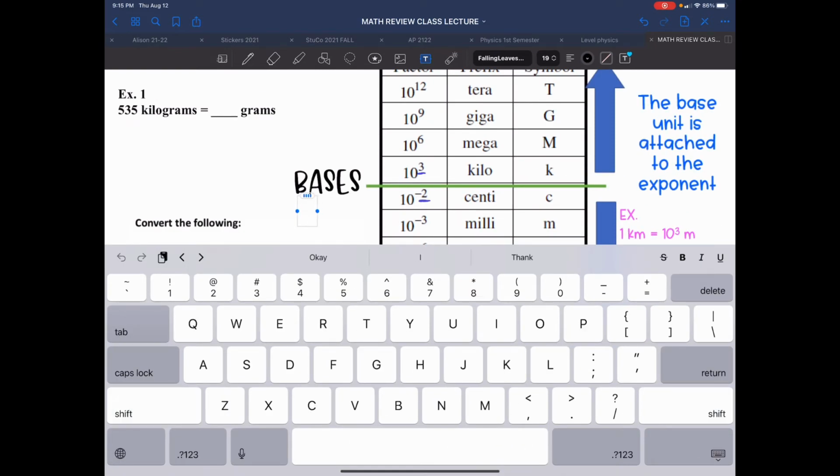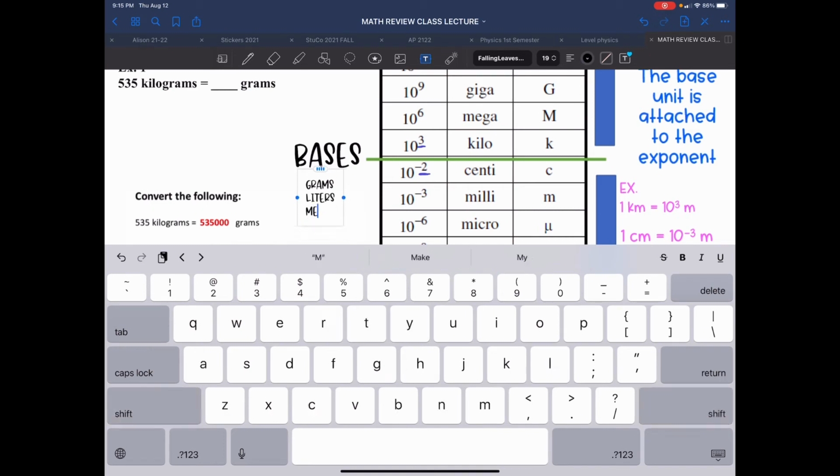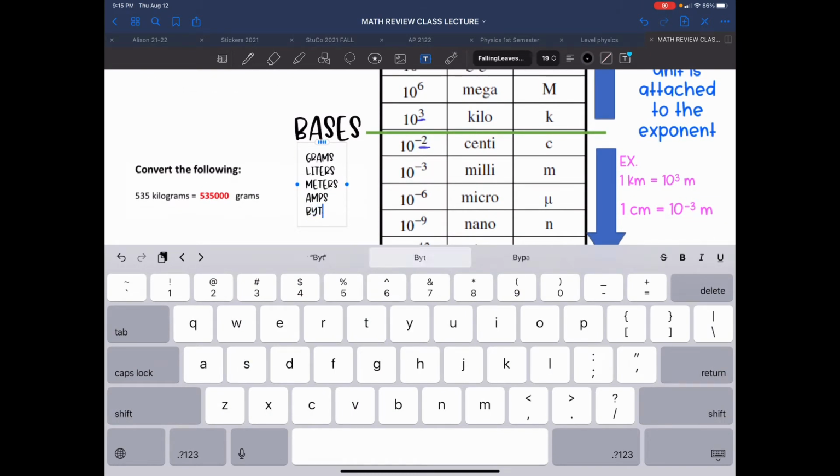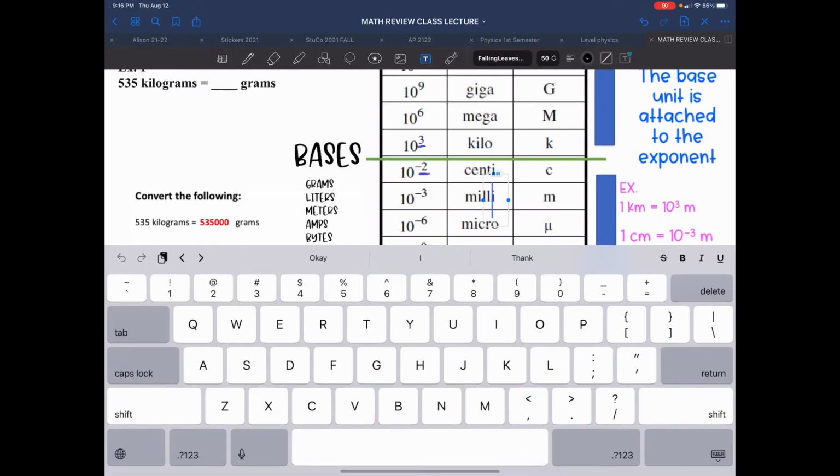Okay, grams. We'll never use grams in here, but it is a base unit. Liters, meters, that's going to be our big one. Amps, and bytes. So we'll use meters and amps, never grams or liters, but those are your base units, and all of these prefixes can refer to those. So we can have a megagram, a kilogram, a kilometer, a kiloamp, milliamp, microamp, etc.